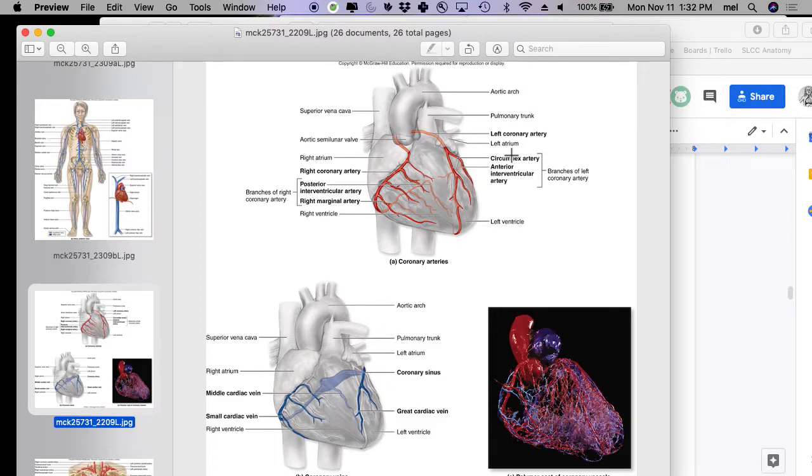Okay? So the left coronary artery gives rise to the circumflex, which runs around the back, right? And the LAD or anterior interventricular artery, which runs down the front. The right coronary artery gives rise to the marginal and the posterior interventricular artery, right? Good.